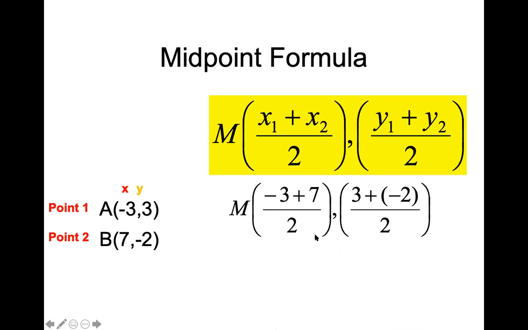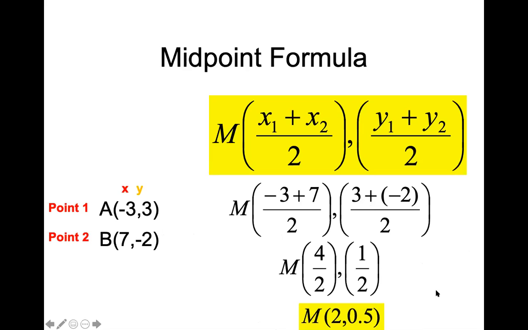-3 plus 7 is 4. 3 and a -2 would be 1. You will get some answers that could be fractional. Don't panic. You can write them as decimals if you'd like. 4 divided by 2 is 2. Well, a half is a half, or 0.5. And there is the midpoint. So the midpoint of segment AB between these given coordinates is 2, 0.5, or 2 and a half. All right, any questions?